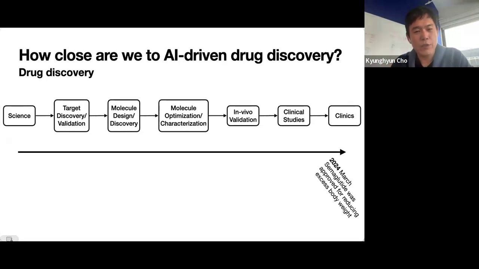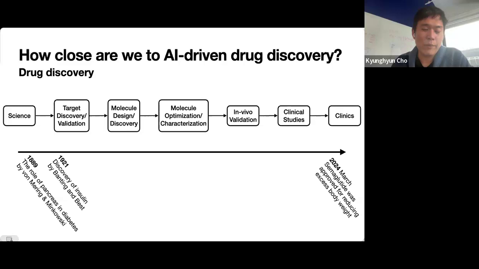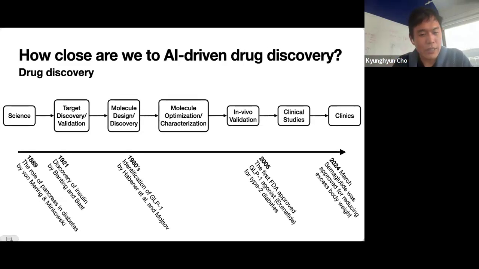But when did we actually figure out the molecular basis of diabetes? We actually go all the way back to 1921. In particular, in 1921, Banting and Best at the University of Toronto discovered or isolated insulin. And then in the 1980s, as part of the efforts to treat diabetes, GLP-1 was identified by Habener et al. and then Mojsov. And 20 years later, or actually slightly more, the FDA finally approved the very first GLP-1 agonist, exenatide, for type 2 diabetes. And then from there on, it took another 15 years for people to develop semaglutide. And then another 3 years for this use case to be expanded.